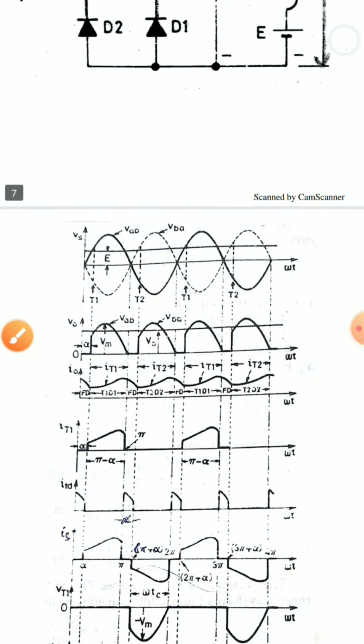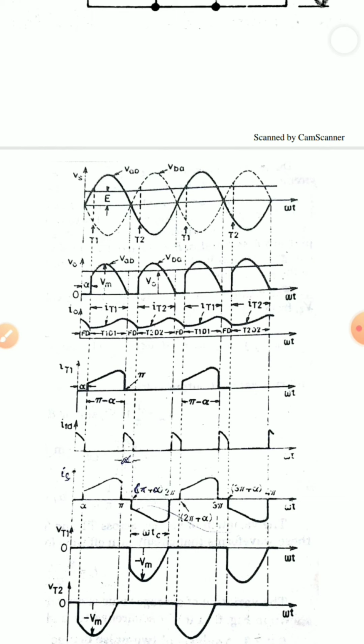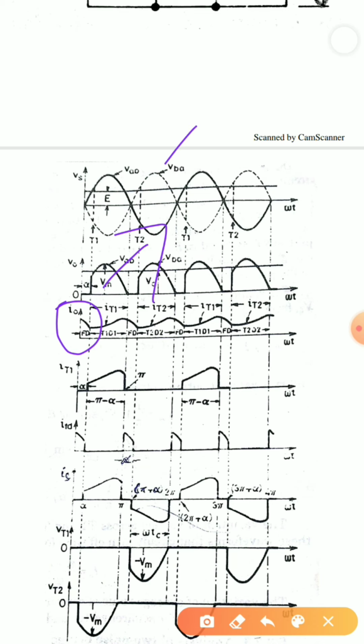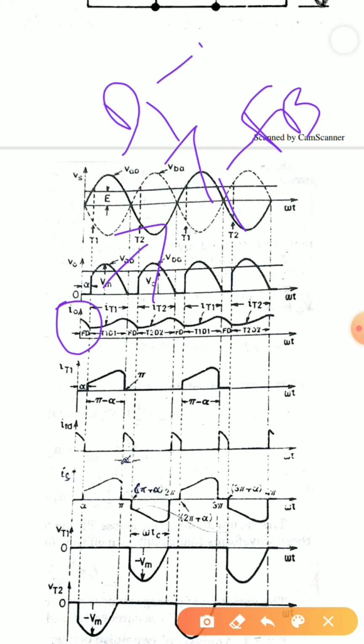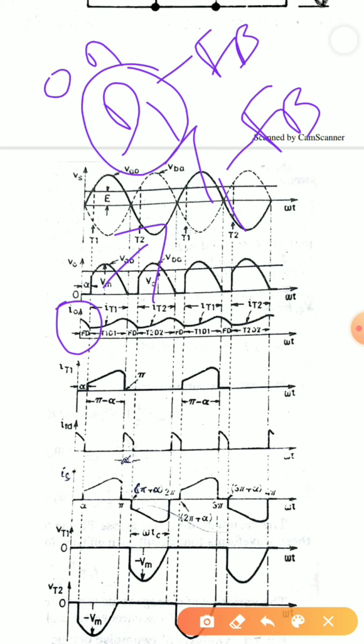Now moving further to the waveform of a single phase semi converter, we can see that at omega t equal to 0, my thyristor T1 is forward biased. Now when thyristor T1 is forward biased, it is quite obvious that D1 will also be forward biased, as no firing pulse has to be given to D1. D1 will be on but T1 is not on. T1 will turn on at omega t equal to alpha. When T1 is on, only then will my circuit be complete.